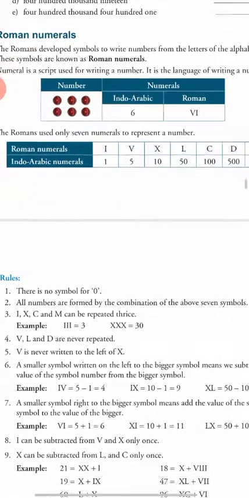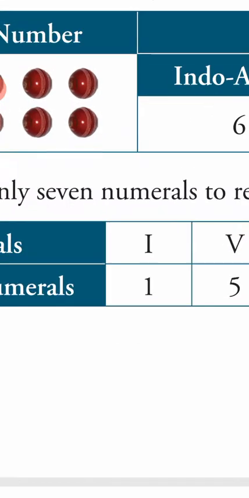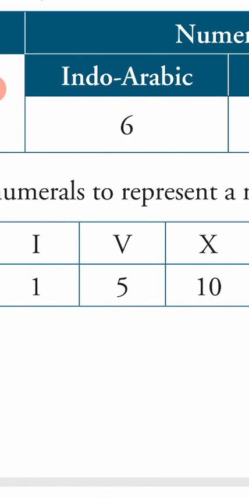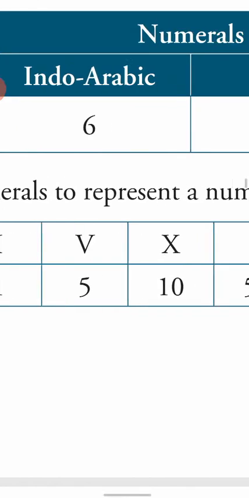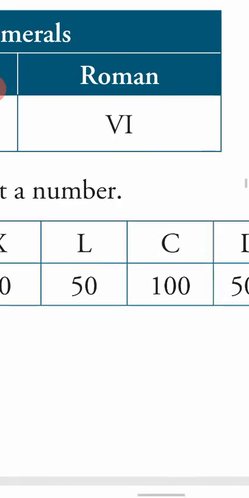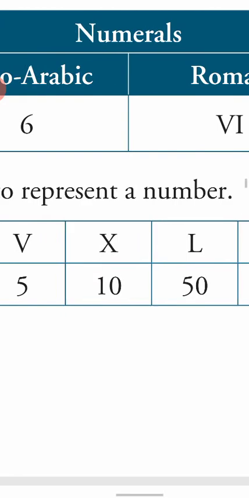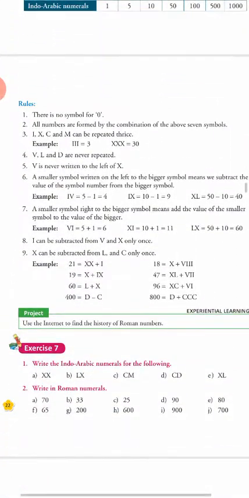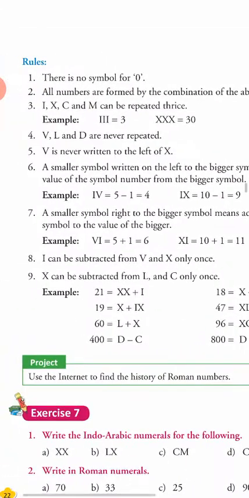Like here you can see we have an example. There are 6 balls. In Indo-Arabic we will write 6 like we are writing, but according to Romans we will write it as V and I. 6 is made by 5 plus 1, that is 6. V represents 5 and I represents 1. So, learn this table and move further to the rules.